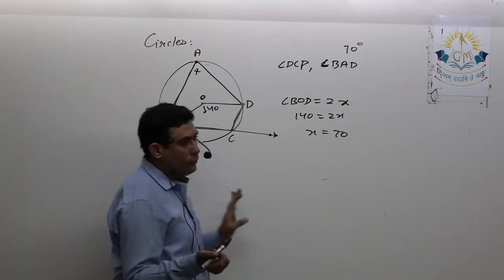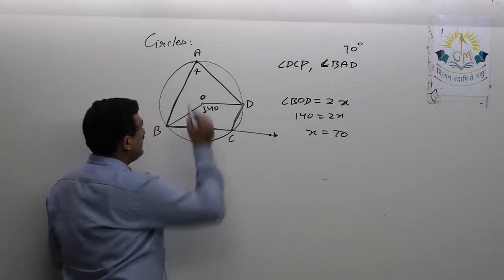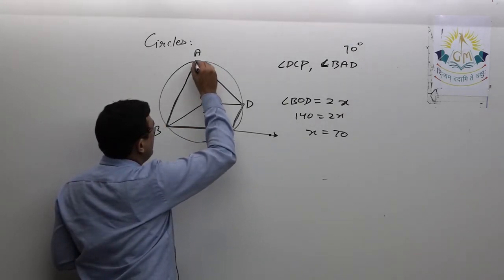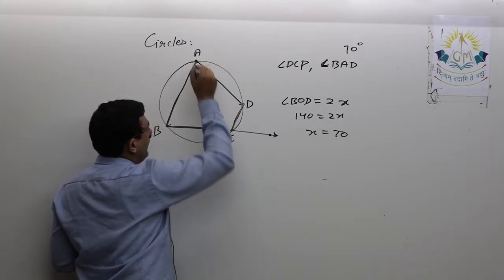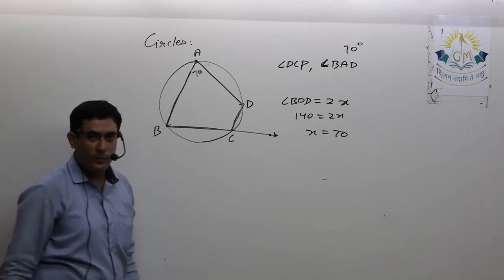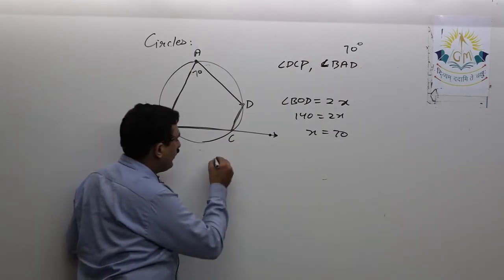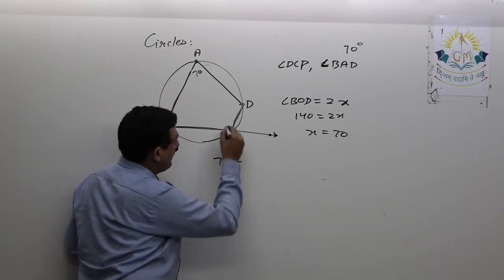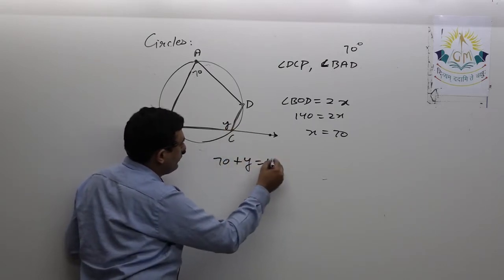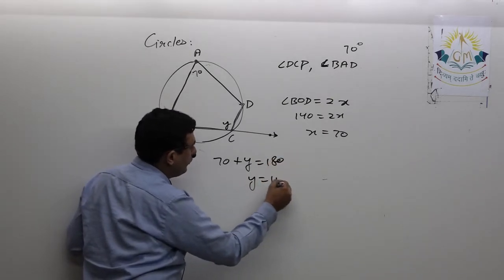Now there are two ways to find that angle. First, I have the measurement of 70. Let me remove this, then you will get a better picture. Now A and C are opposite angles, so their sum must be 180. So according to that, I can write 70 plus this angle, let it be y, is equal to 180. So y is equal to 110.